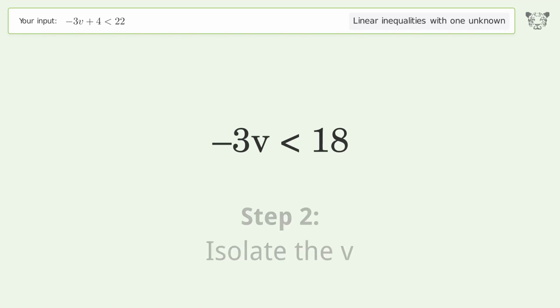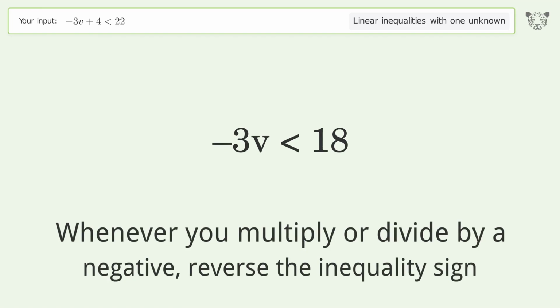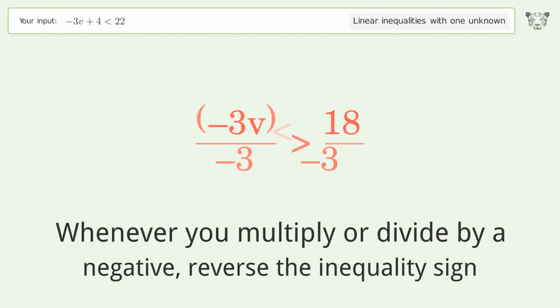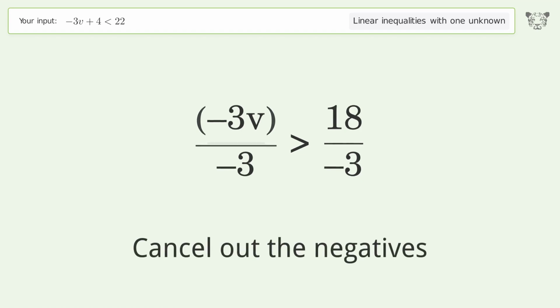Isolate the v. Divide both sides by -3. Whenever you multiply or divide by a negative, reverse the inequality sign. Cancel out the negatives.